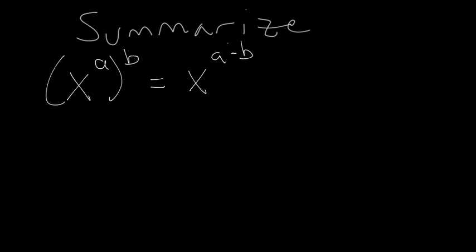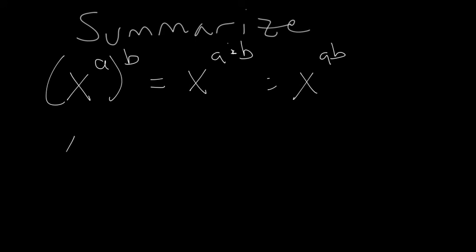Okay, let's summarize here. If you have a base raised to a power that is raised to another power, or a power to a power, you would end up multiplying those two powers to simplify it. This would become x to the ab. Putting the two next to each other is multiplying.